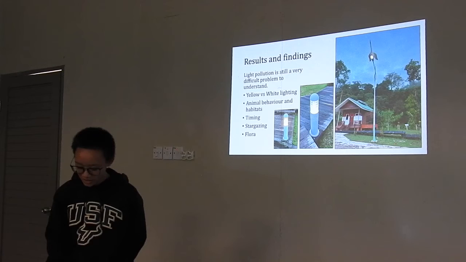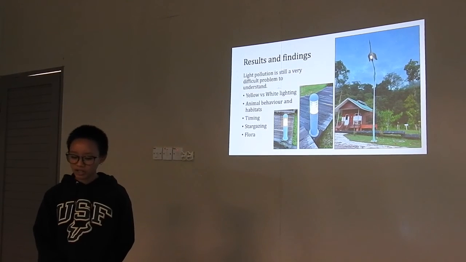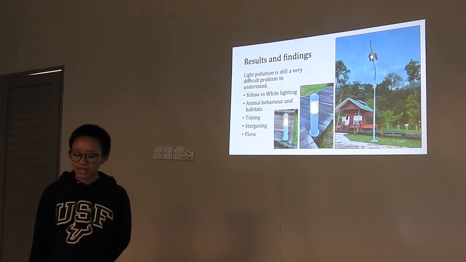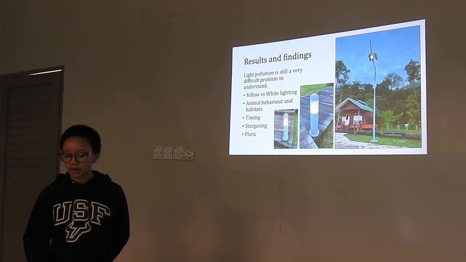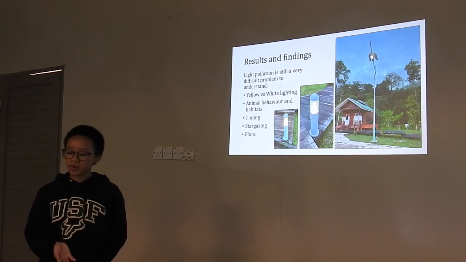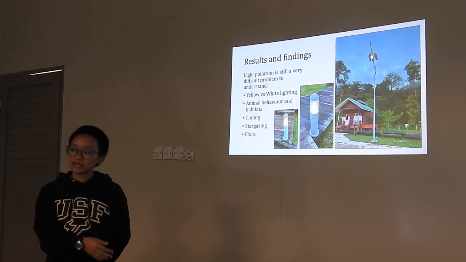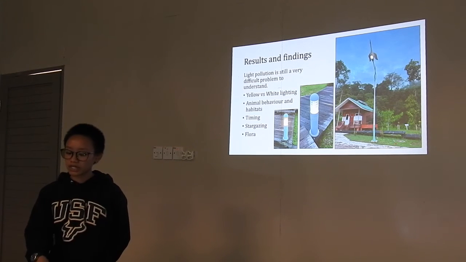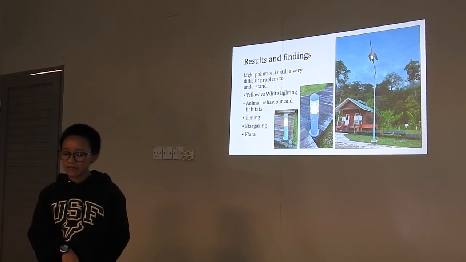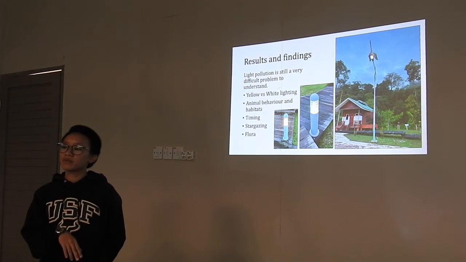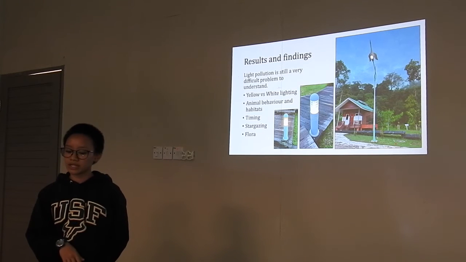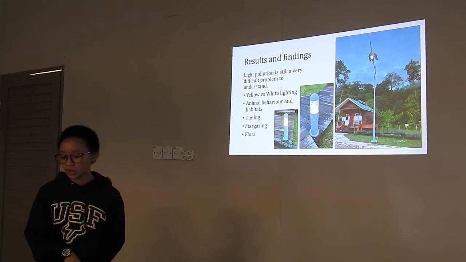Okay, so light pollution. Back to my hypothesis. Light pollution is still a very difficult problem to understand. But what we know now is that the color temperature of these lights are very important, and it's proven that yellow lighting is much better for conservation area stuff. And yeah, the lighting affects animal behavior and habitats because some animals prefer yellow light and try to avoid white light. So if we can change all the lights in ICSC to yellow lights, it'll probably be better.